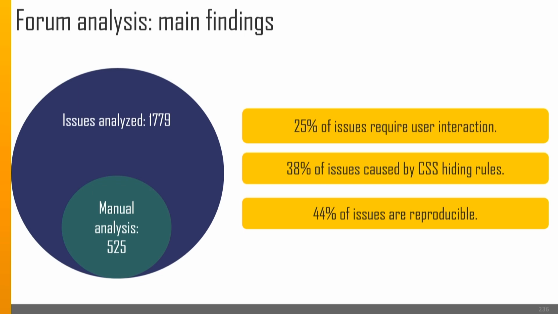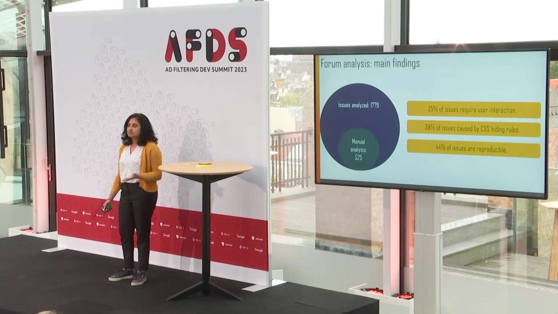And the most important thing is that only about 44% of the issues that we manually analyzed are still reproducible because websites evolve over time. So some of the issues were reported, like we went all the way back till 2016, so obviously websites have changed a lot. And this is a problem if you want to do a machine learning-based approach to detect breakage because you need data to train your classifier.